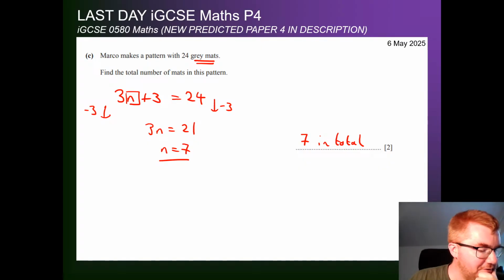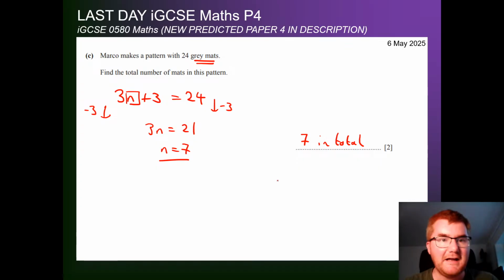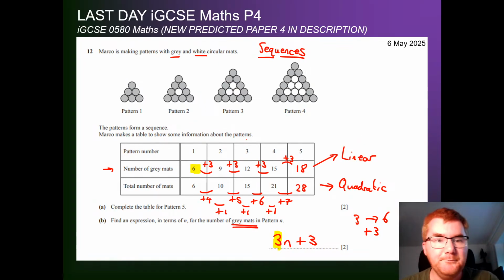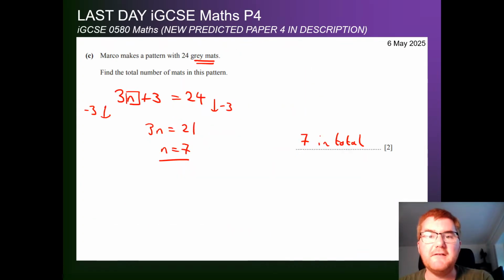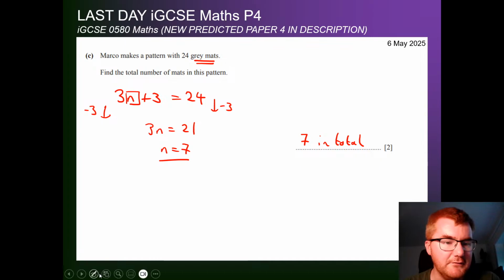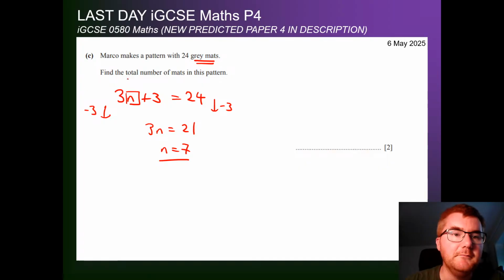It asks us for total. Very good. Is total not grey? Excellent. Yeah. So we're actually looking for the total number of mats. Again, we've got our selection here. And so what do we do then with the 7? So 7's important. We need the 7. But what do we do to the 7 to work out the total number of mats? Who can tell me in the chat?